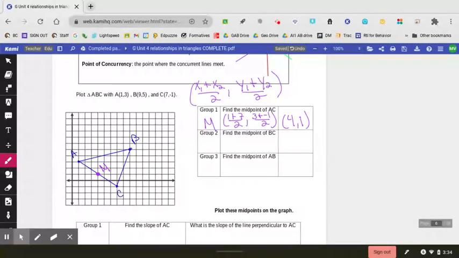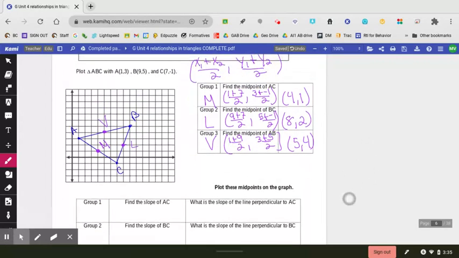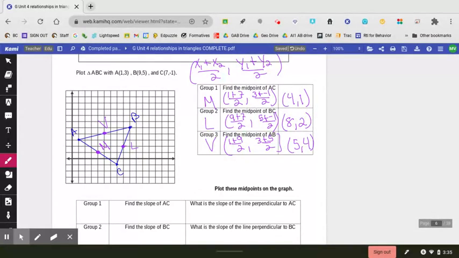So now I want you to pause and find the midpoint of BC and the midpoint of AB. And we can name them M, L, V. We'll use my initials. Okay, so the midpoint of BC, I called L, which is the point 8, 2. The midpoint of AB, which I called V, is the point 5, 4.